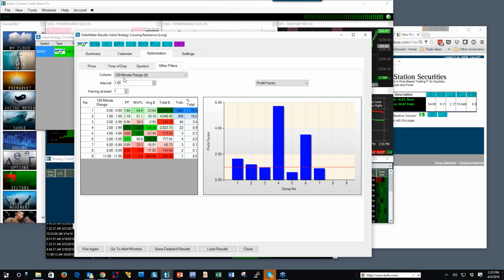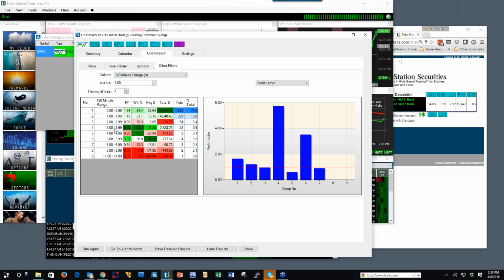But look at the logic here. Here's a strategy where we're looking at the 120-minute range. That's the 2-hour range in dollars. And here, anytime that 2-hour range is greater than $2, I'm not doing great. Well, let's make it $4. I did make some good money here, but greater than $4, it's just not very successful.